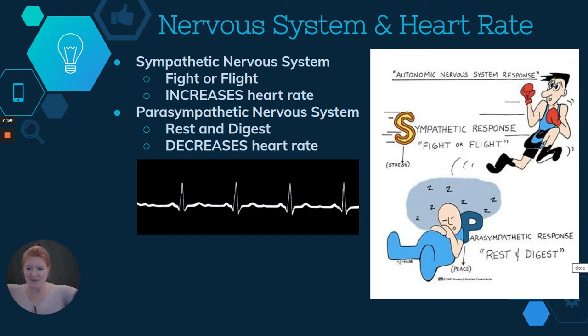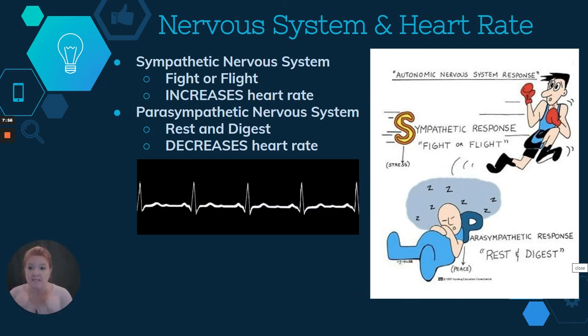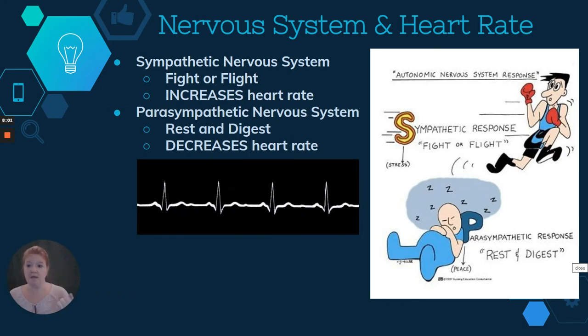Nervous system and your heart rate. Your heart rate does not stay the same all the time, and the nervous system plays a role in this. So we have the sympathetic nervous system, and that's the fight or flight response. Your heart rate starts beating faster, faster, faster. So sympathetic nervous system, fight or flight, increases your heart rate.